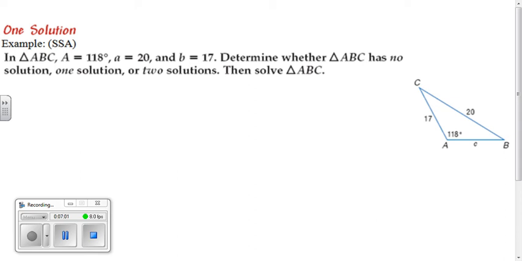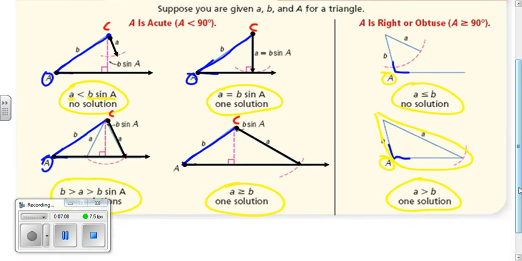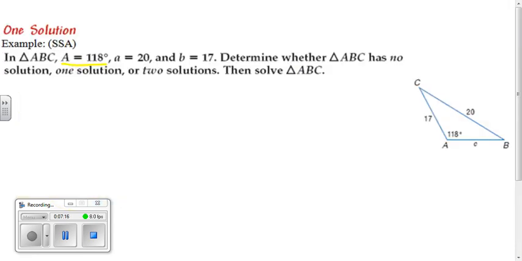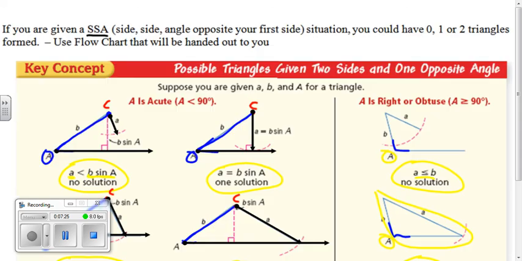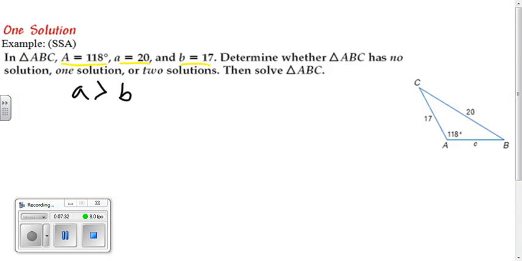Now in this case, A is obtuse. It is greater than 90 degrees. So going back to our form here, if A is obtuse, we need to determine how little a corresponds to little b. A is 20, B is 17, so we can say that A is greater than B, which in this case, A being greater than B means there is one solution. So we come back here and we determine one solution.